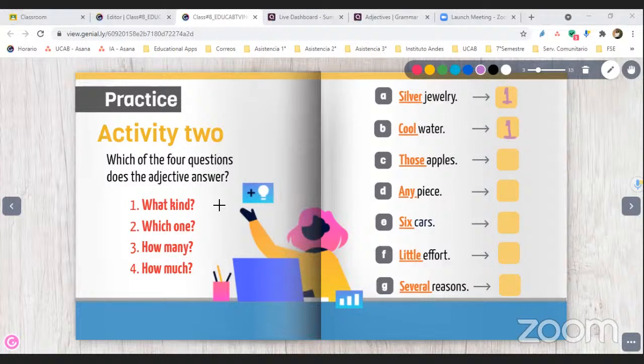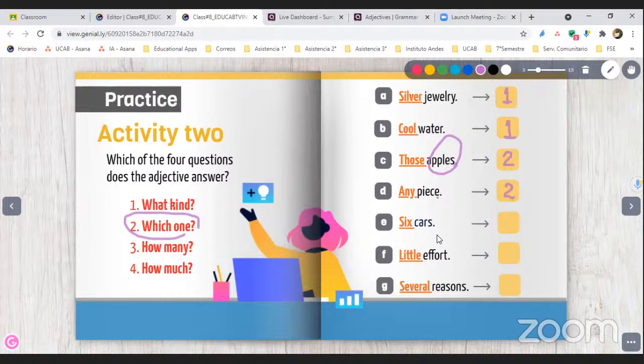So, I'm going to do it here. The third one is those apples. Since I am specifying which apples, we're answering the question which one. So it should be 2. And the same with any piece, because we're specifying which piece is the one that we're speaking about. So it should be number 2 as well.